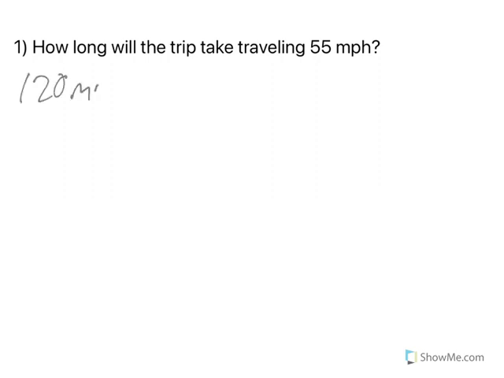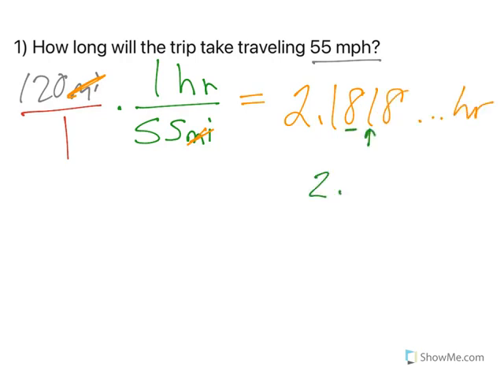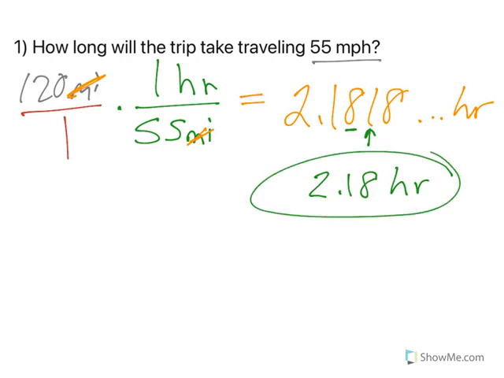Again, 120 miles. How long will this take if you average 55 miles per hour? Well, same process. We start with that 120 miles over 1, and then we take that 55 miles on the bottom, 1 hour on the top. Again, my miles cancel out, and I am left with 2.1818 and so on hours. Let's round to the nearest hundredth, and I get 2.18 hours.